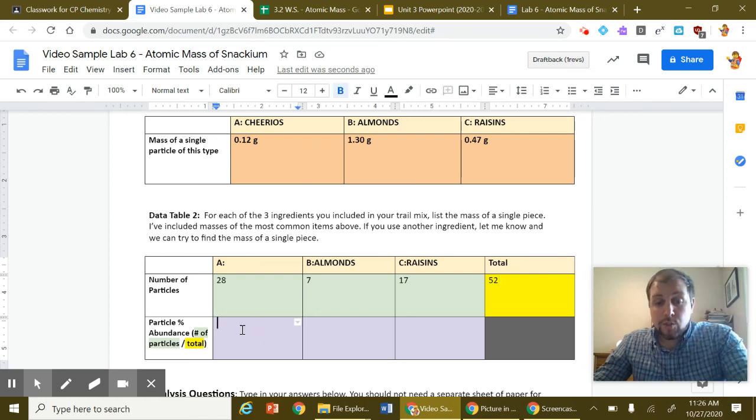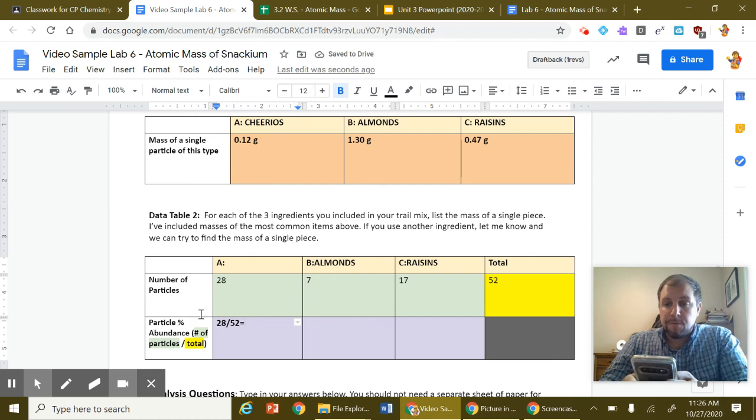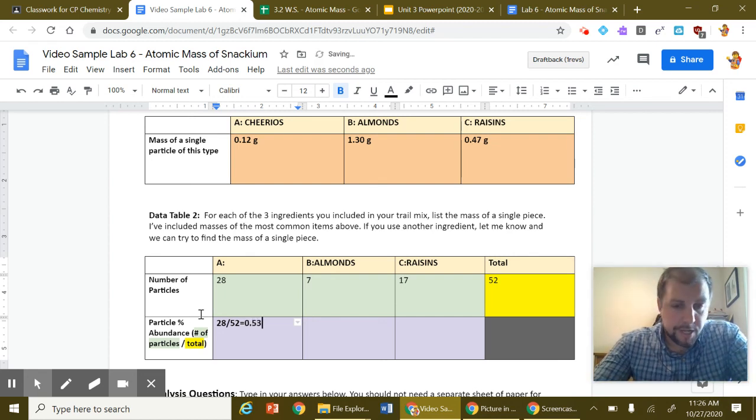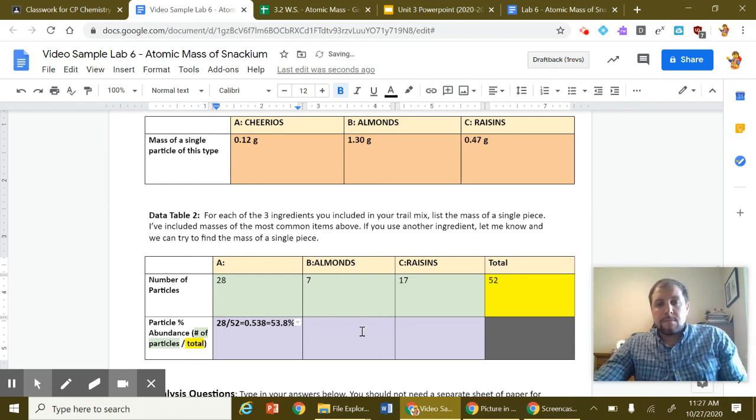Well, I had 28 pieces out of a total of 52. So that is going to be, let's see here, 28 divided by 52. That is 0.538, which is equal to 53.8%. All right, there we go.